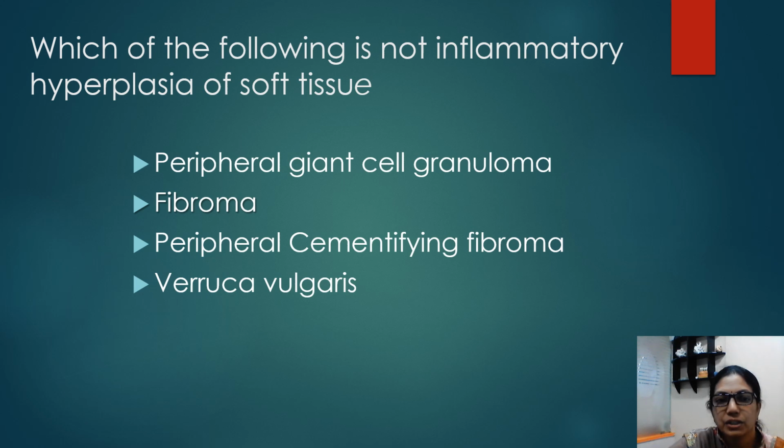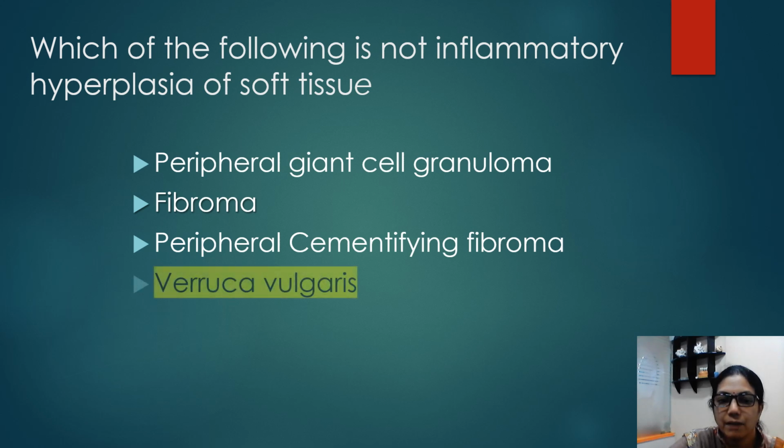The next question is: which of the following is not an inflammatory hyperplasia of the soft palate? All other options are inflammatory soft tissue hyperplasia except one. What is that? The first option is peripheral giant cell granuloma, or fibroma, or peripheral cementifying fibroma, or verruca vulgaris. So among these, which is not a hyperplasia of the soft tissue due to just inflammation? The cause is something else. So the answer is verruca vulgaris.